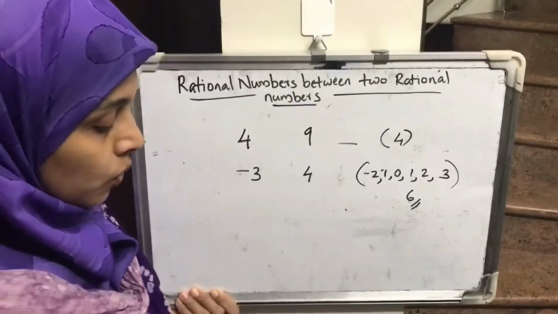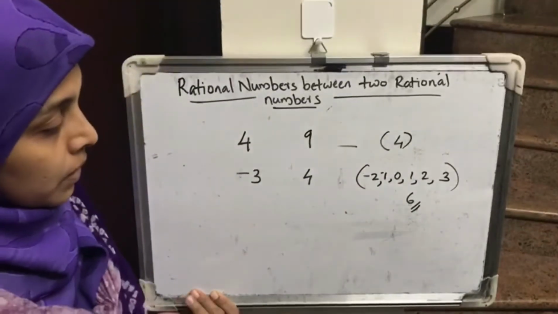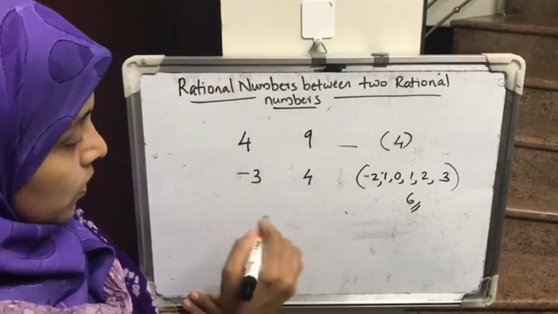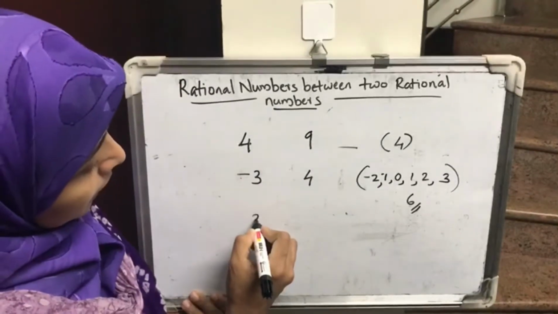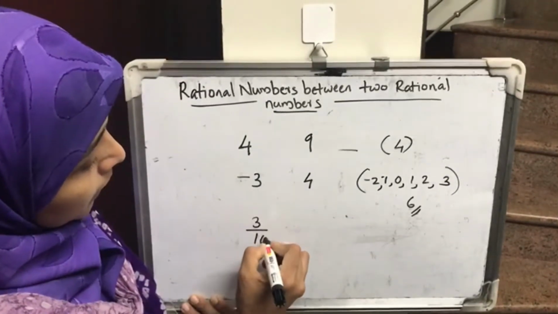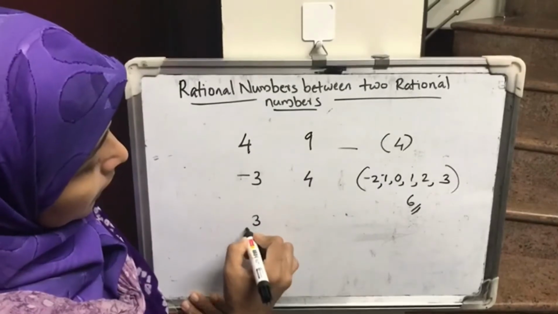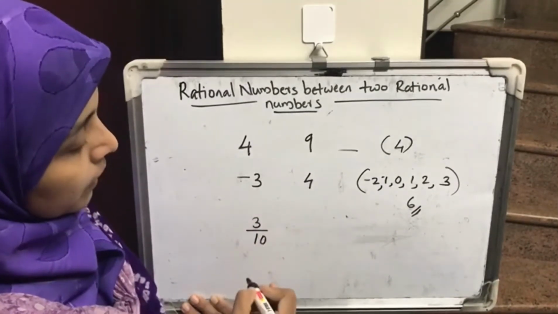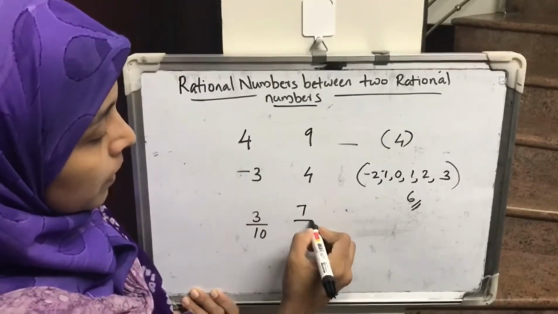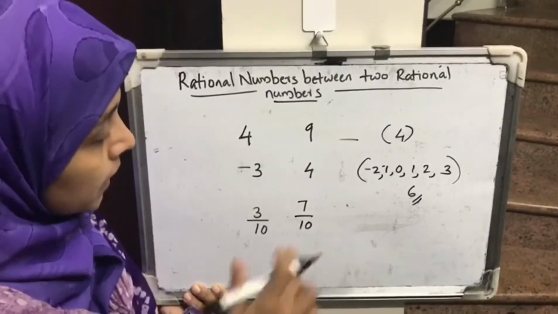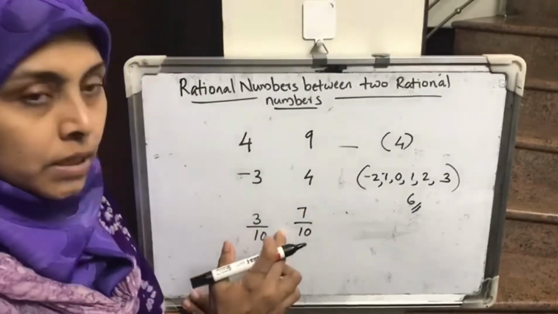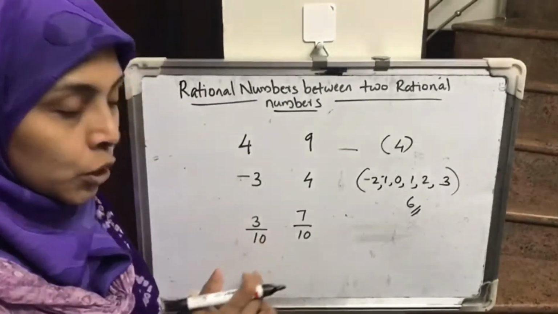But in the case of rational numbers, what will happen? Suppose here we take one example. One rational number is 3 by 10, and another rational number I took is 7 by 10. Just like this, how many rational numbers lie in between these two?